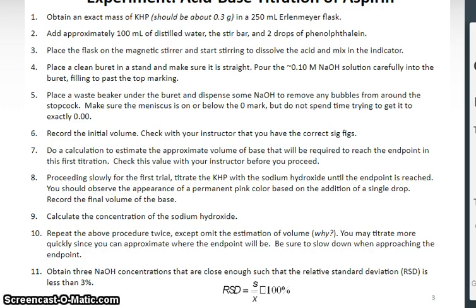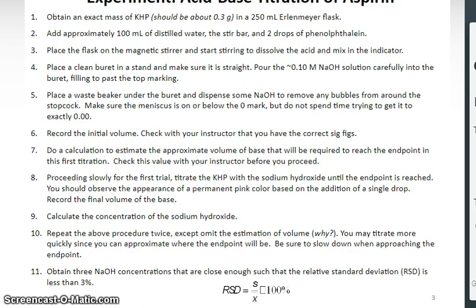Check with your instructor that you have the correct significant figures. Do a calculation to estimate the approximate volume of base that will be required to reach the end point in this first titration. Check this value with your instructor before you proceed. Proceeding slowly for the first trial, titrate the KHP with the sodium hydroxide until the endpoint is reached. You should observe the appearance of a permanent pink color upon the addition of a single drop. Record the final volume of the base.